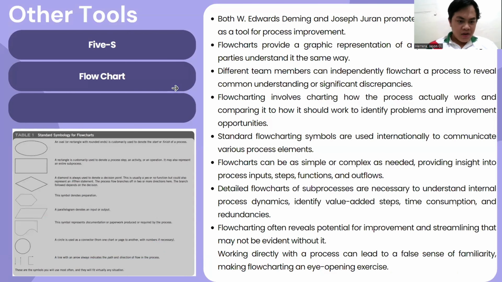The line always indicates the path and direction of flow of the process. Actually, the flowchart is used as a quality tool because flowcharts help us determine the standard process of making products. You need a flowchart to simplify the process and make it more visual.